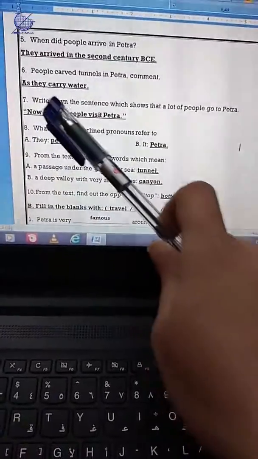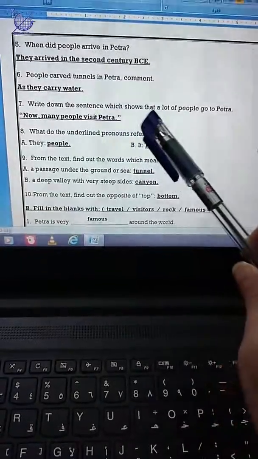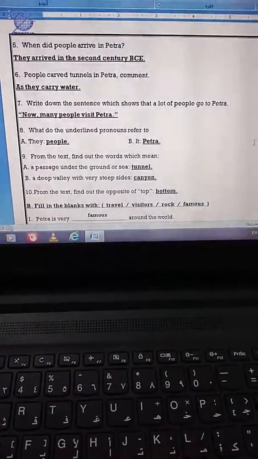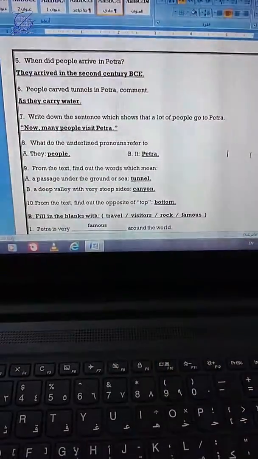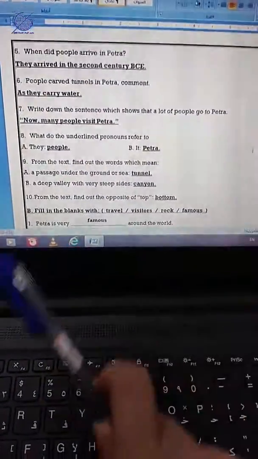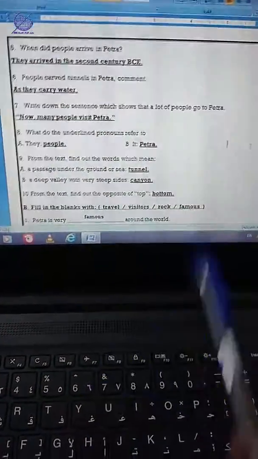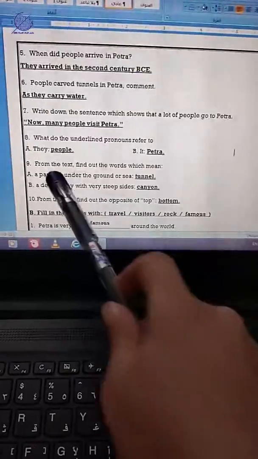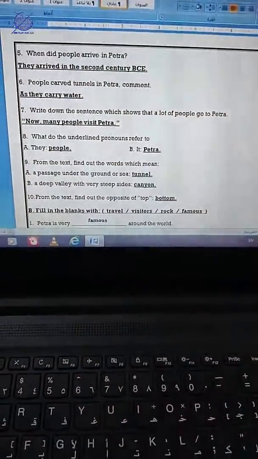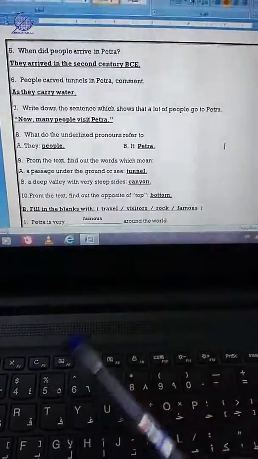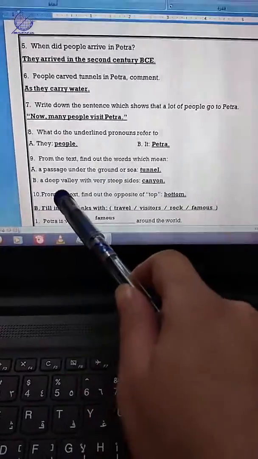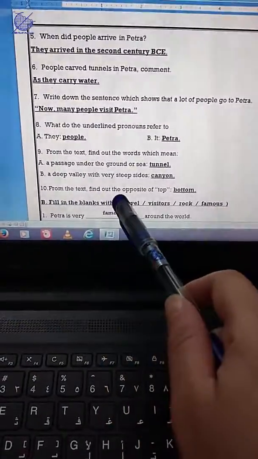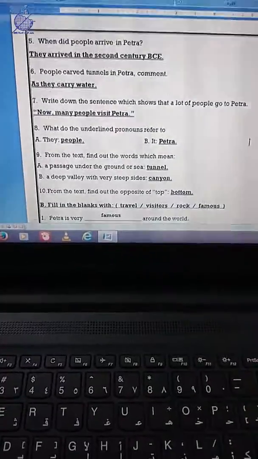Write down question number 7. Write down the sentence which shows that a lot of people go to Petra. Now, many people visit Petra. What do the underlined pronouns refer to? A. They refers to people. And B. It refers to Petra. Question number 9. From the text, find out the words which mean: A. A passage under the ground or sea, which is tunnel. And B. A deep valley with very steep sides, canyon. Question number 10. From the text, find out the opposite of top, which is bottom.